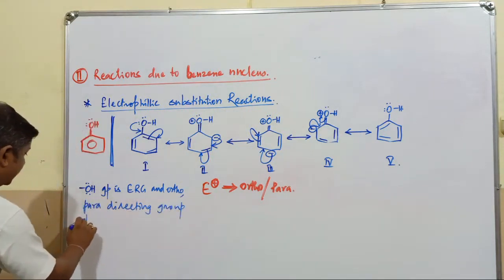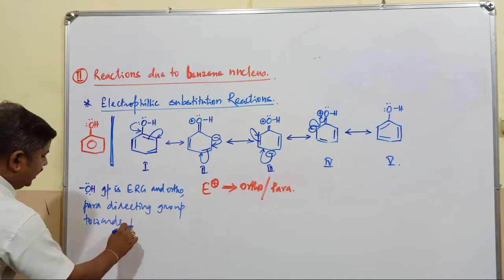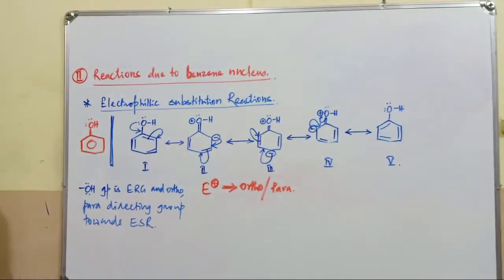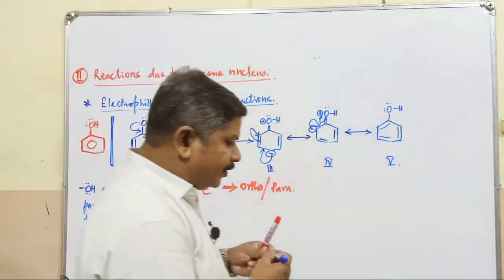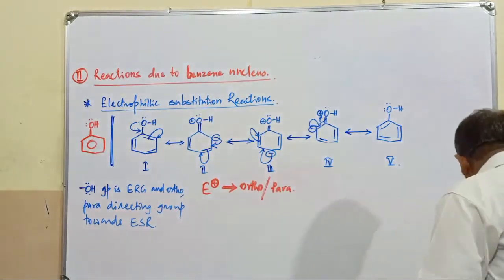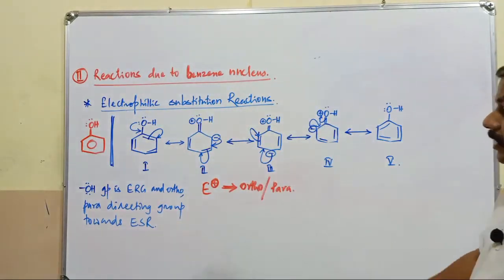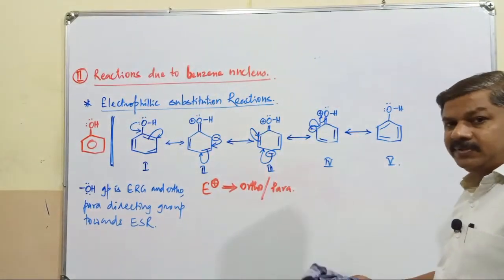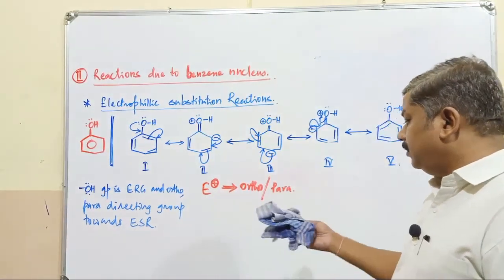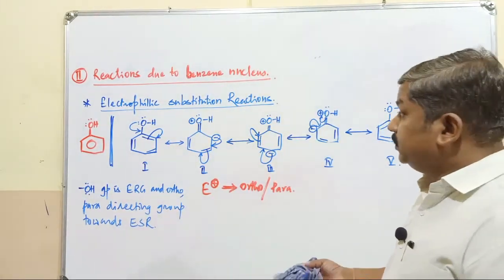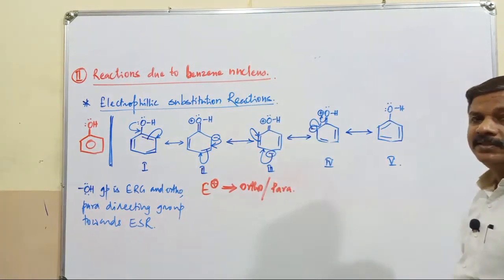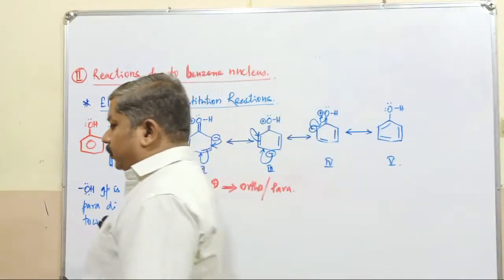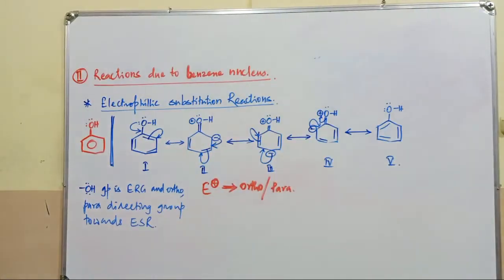Directing group towards ESR. What is ESR? Electrophilic substitution reactions. Whenever a phenol molecule undergoes any type of electrophilic substitution reaction, students, remember that the electrophile attacks only at the ortho position or para position. Sometimes both ortho and para, but it never goes to what position? Meta position in case of electrophilic substitution reactions. Clear? Copy this one. We will go to the next, electrophilic substitution reactions.